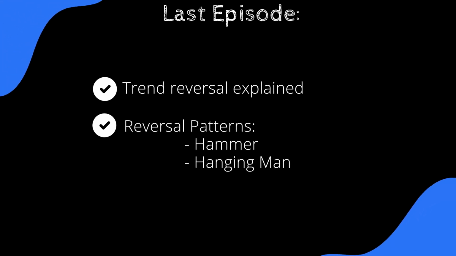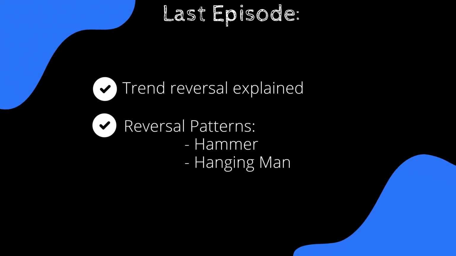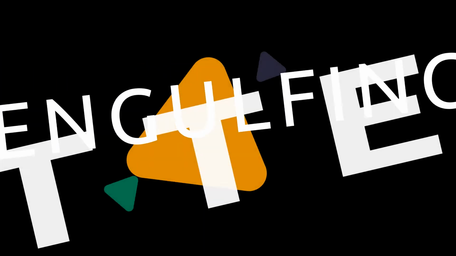In the last episode, we explained the concept of trend reversal and started with the candlestick reversal patterns, under which we covered the hammer and the hanging man. In this episode, we will look more into the trend reversal patterns. So, let's start with the engulfing pattern.